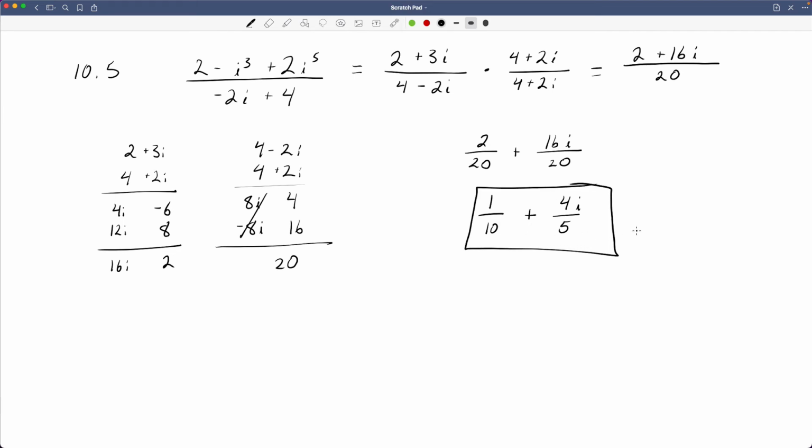All right, so I hope that refreshed your memory. Let's move on to completing the square. Let's clear this out.